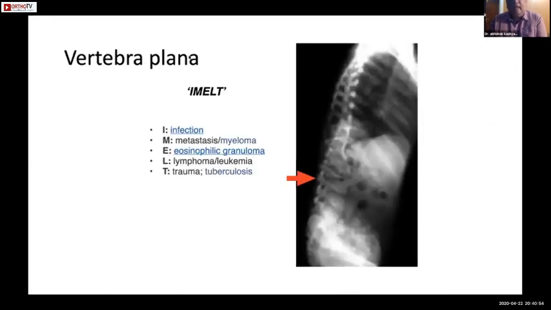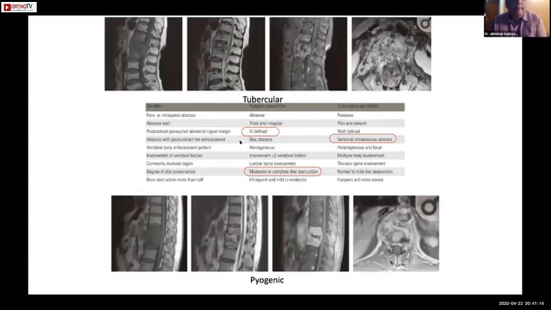A few examples I would like to give where a postgraduate is asked: what are the differential diagnoses of vertebra plana? The mnemonic is I METAL: infection, metastasis, eosinophilic granuloma, the most common, the lymphomas, and T for trauma or tuberculosis. The tuberculosis can be an atypical tuberculosis.